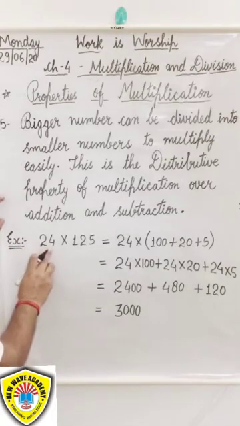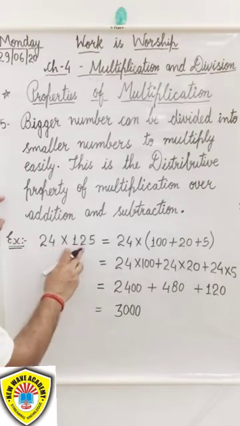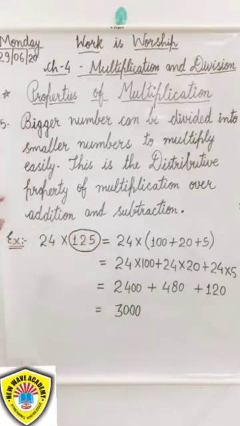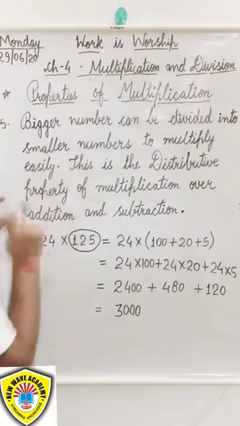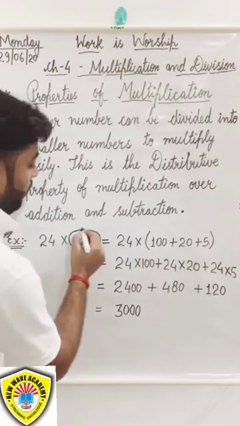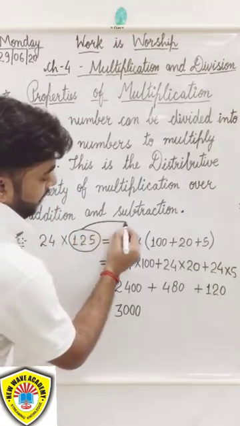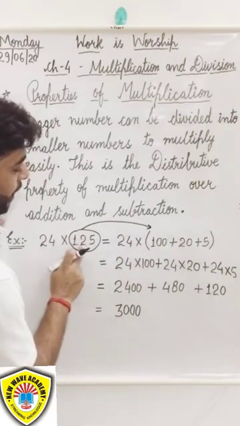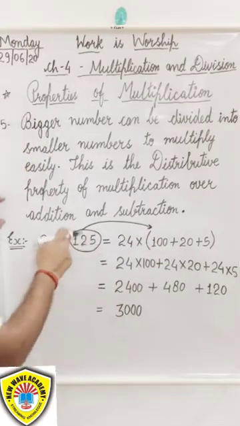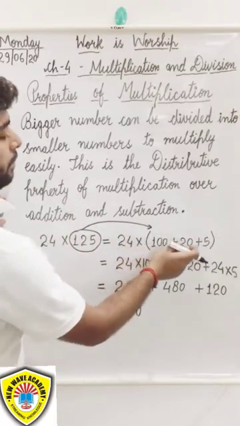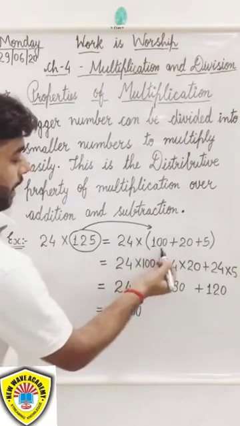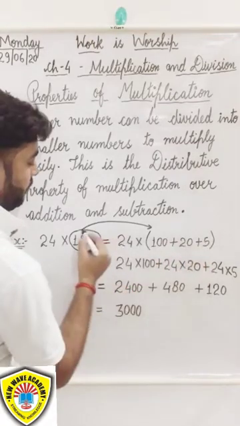We have two numbers, 24 into 125. So the bigger number is 125. Now according to the property, we have to divide the greater number into some parts. Okay, so 125 is divided into some parts. Okay, now we expand the number. Okay, 100 plus 20 plus 5.